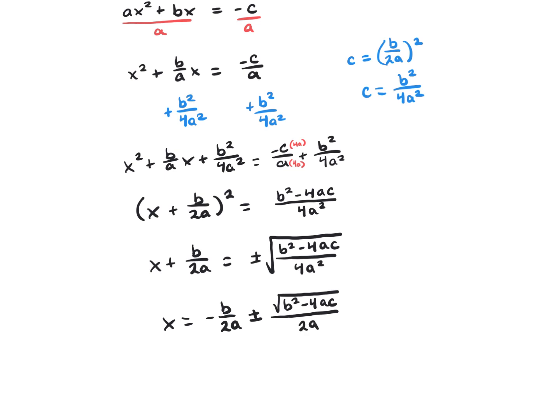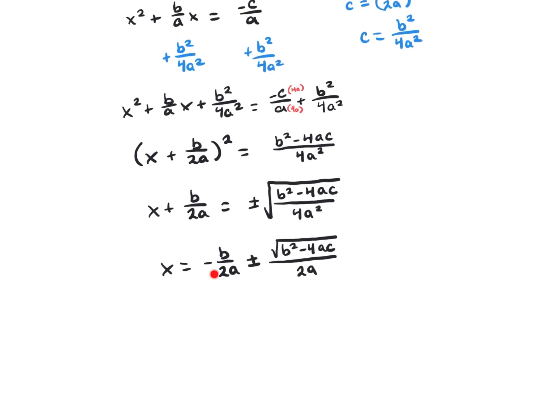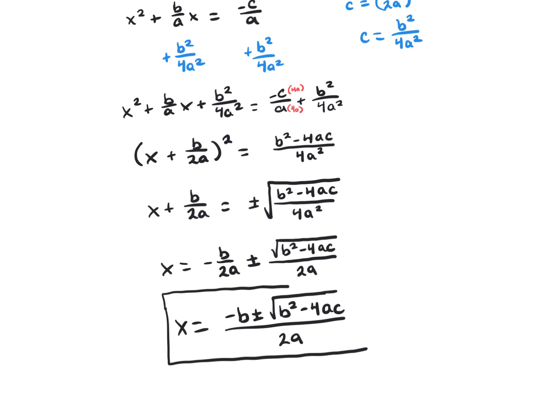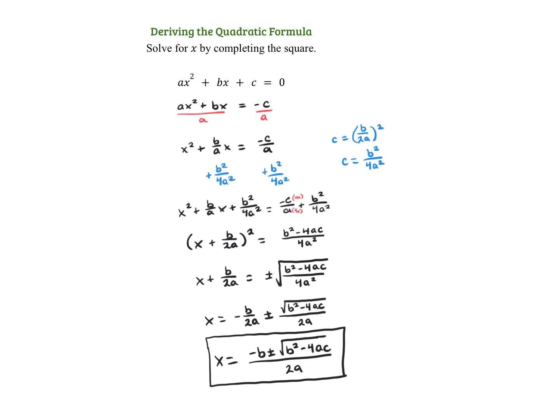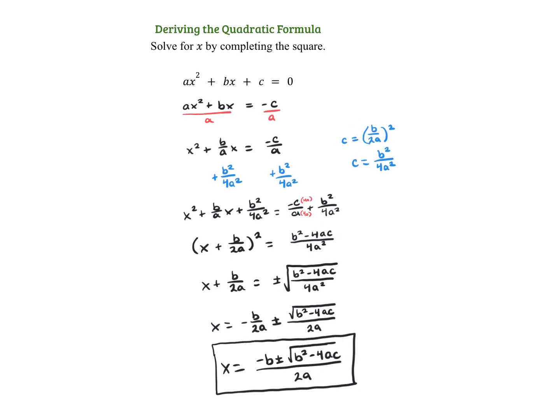So we have 2a. And then here you'll see that we can actually combine these two fractions because they have the same denominator. So we have negative b plus or minus the square root of b squared minus 4ac all over 2a. And this should look super familiar. This is our quadratic formula. But now that you know how to solve by completing the square, you can derive your own quadratic formula from this original standard form of our quadratic equation.